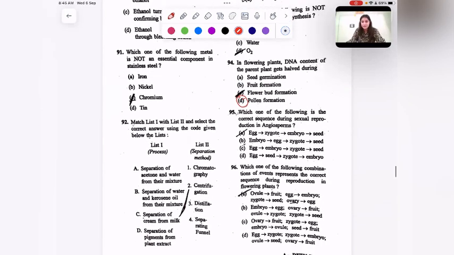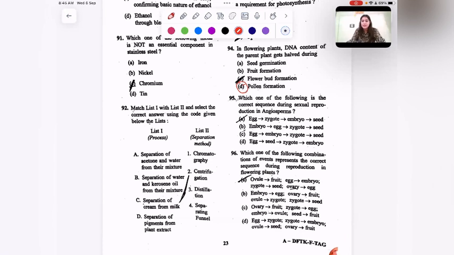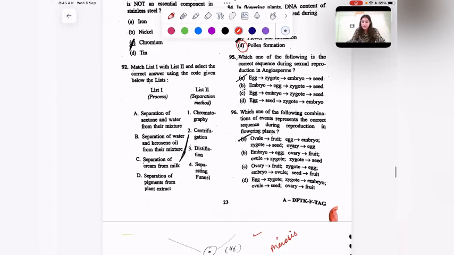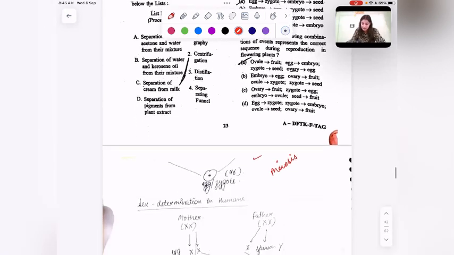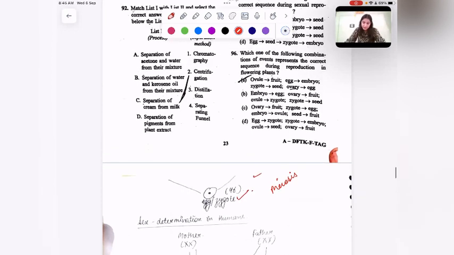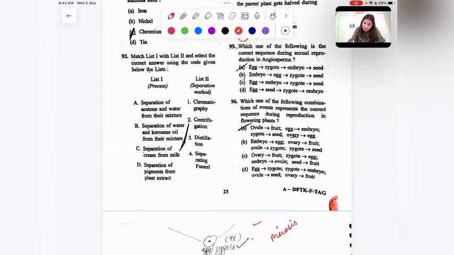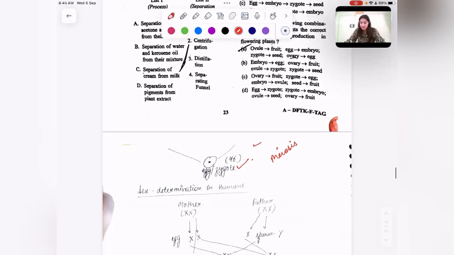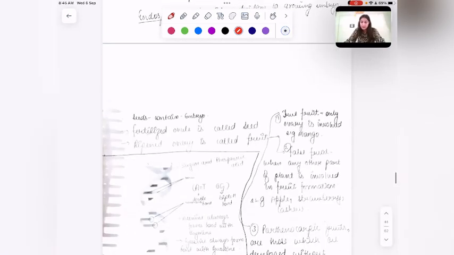Next, what is the correct sequence during sexual reproduction? So see, first egg is formed, zygote is formed, right? Okay, egg, zygote, embryo, and then seed. So option A. 96th question again from this chapter. So see, from 1-2 pages of notes, there were around 6 questions.